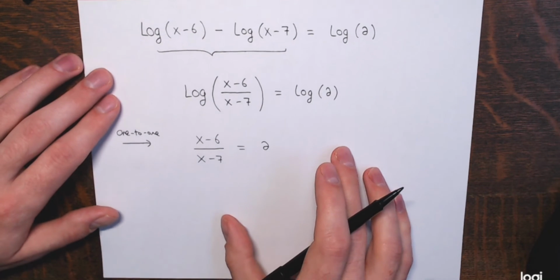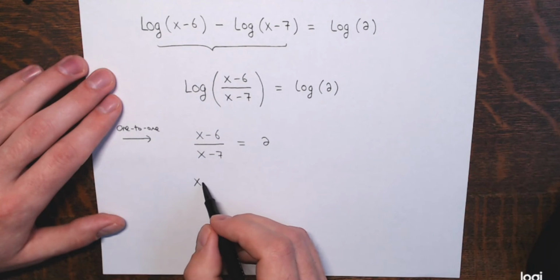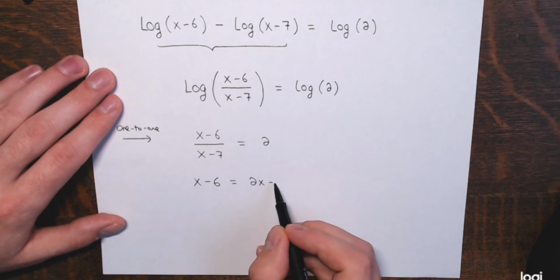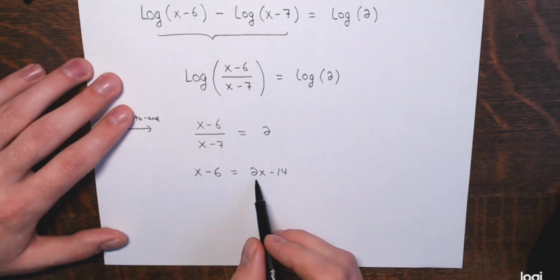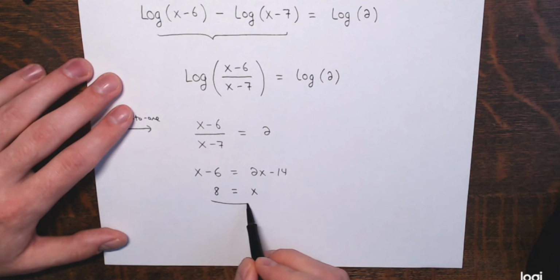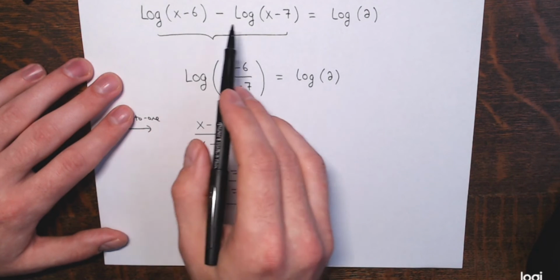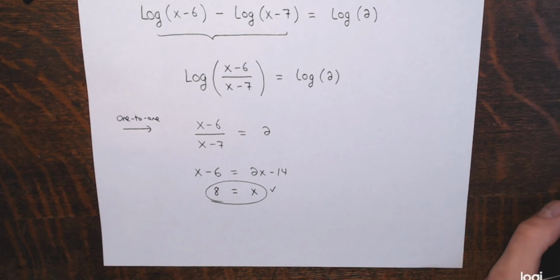And then again I can clear fractions pretty quickly, multiply both sides by x minus 7. So the left side will be x minus 6, and then 2 times x minus 7 would be 2x minus 14 after distributing the 2. Then if I subtract x, I'll have x on the right, and adding 14, I'll have 8 on the left. x equals 8. And don't forget to check it. 8 minus 6 is positive. 8 minus 7 is positive. Remember, as long as you have positive numbers inside your logarithms after you plug in the values and simplify, you should be good. So 8 is our solution.